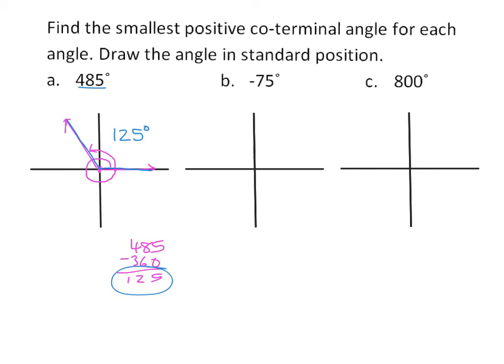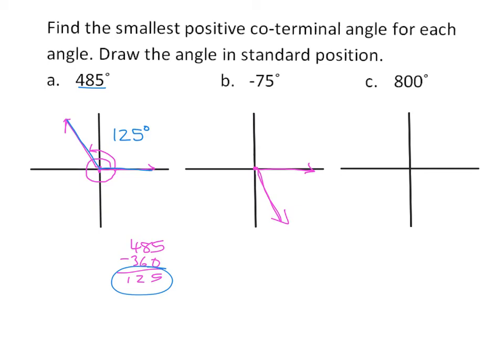All right, so let's try this next one. First of all, our initial side is here, and we have a negative 75-degree angle. Well, negative 75 is going to go clockwise. We're not going to go all the way down to 90 degrees, but less by about 15 degrees, so probably right in here would be a negative 75-degree angle.